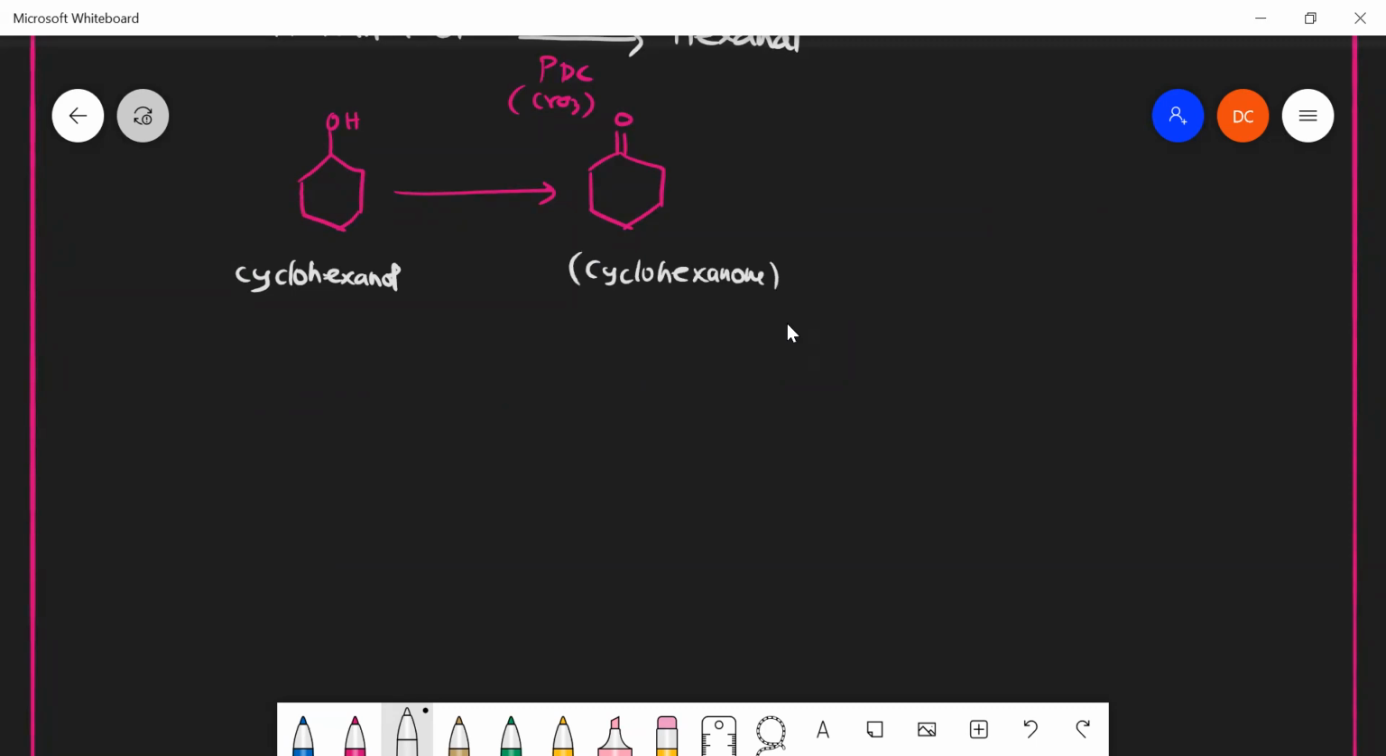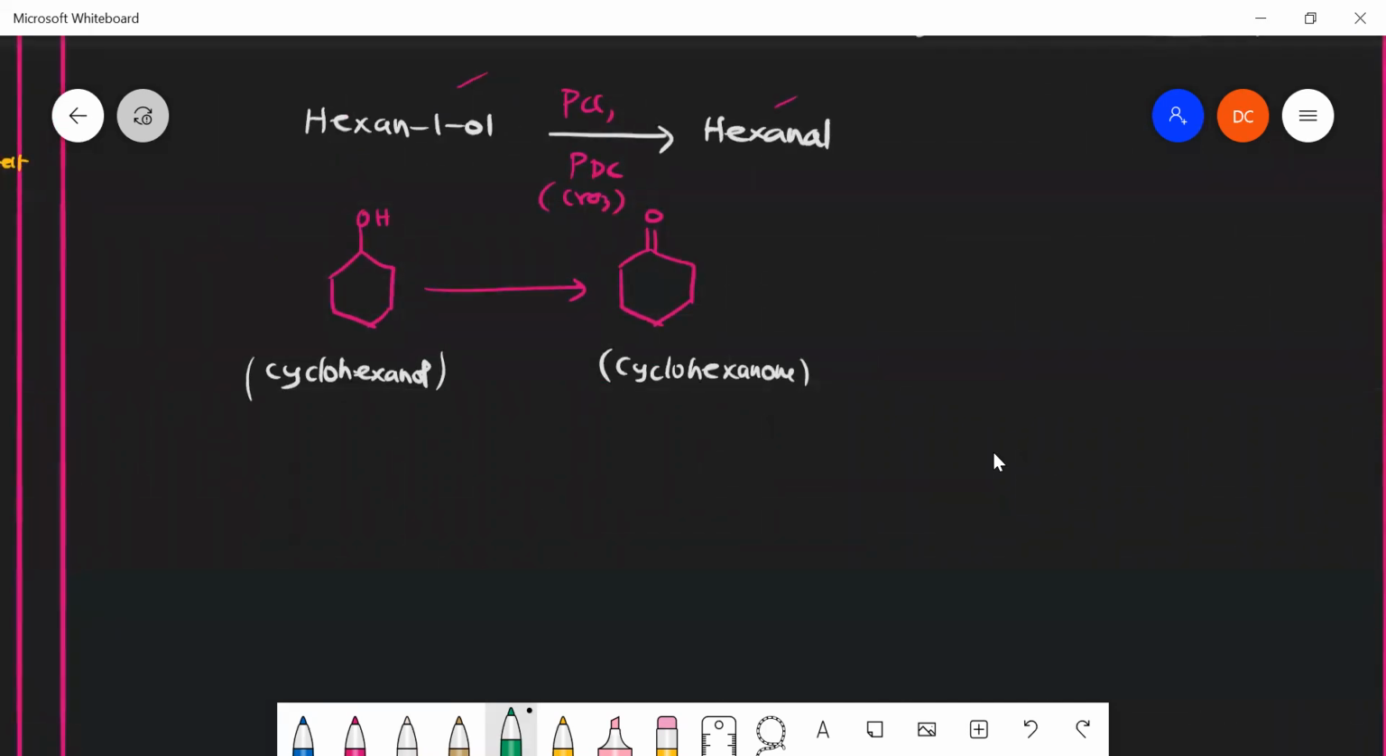So what kind of reagents can I use, whether oxidizing or reducing? Alcohol to ketone. Oxidizing, sir. Oxidizing. Yeah. You can simply identify. So here one OH is there. Here only O is there. So there will be a removal of hydrogen. Removal of hydrogen is nothing but oxidation. Okay. So I have to use some oxidizing agent.